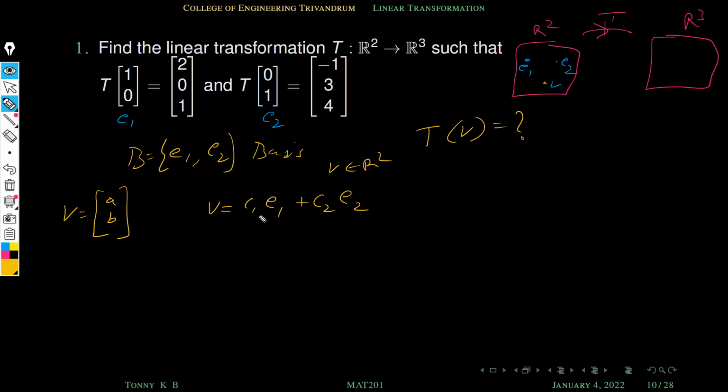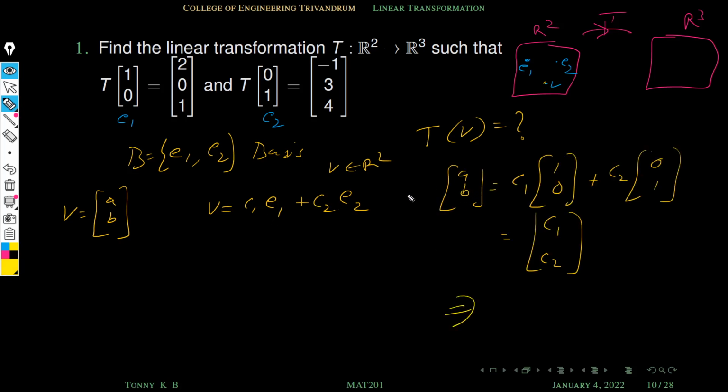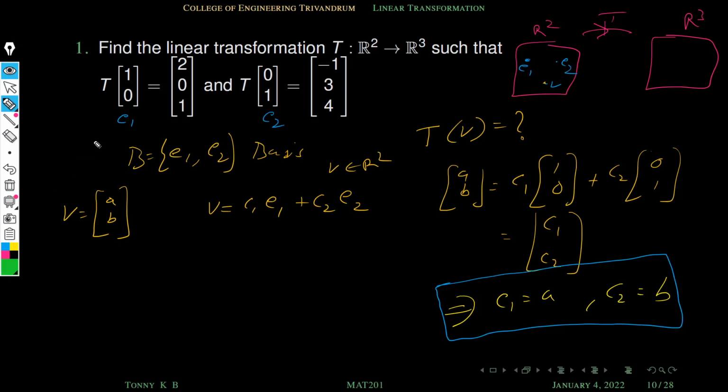So first of all, we have to identify C1 and C2, or simply say the coordinate of V with respect to this basis. So what is C1 and C2? That means our V, that is (a, b), equals C1 times (1, 0) plus C2 times (0, 1). Then the first coordinate is C1, and the second one is 0 plus C2, that is C2. Then you can compare the corresponding terms. So C1 is nothing but a and C2 equals b.